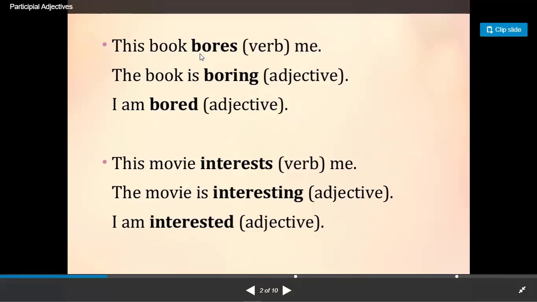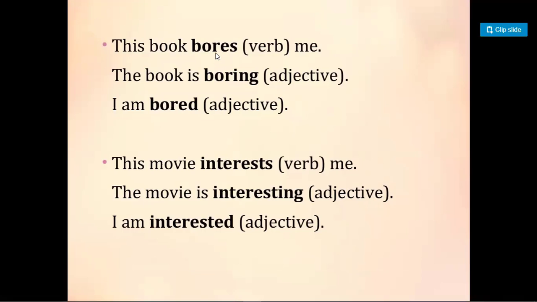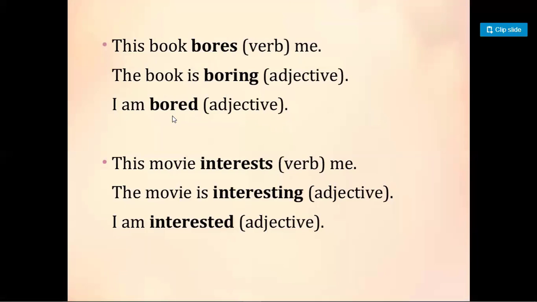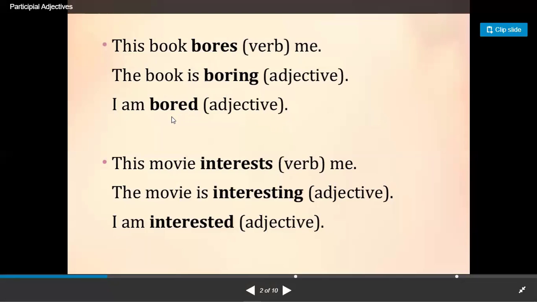Now in the first sentence, this book bores me, bore is a verb. We are following the rules of present simple tense, where with a singular noun we add es or s. So this book bores me has a verb here, and when we say the book is boring, it becomes an adjective. Also we can use ed with this verb, and it would be an adjective again. I am bored with the book. Here boring is an adjective and bored is also an adjective.